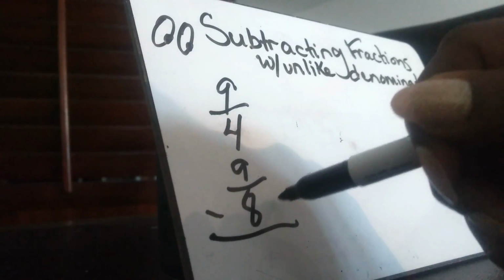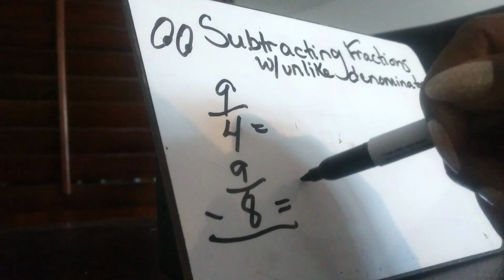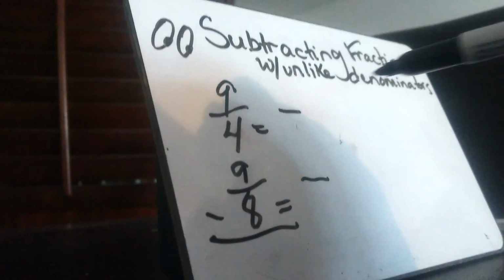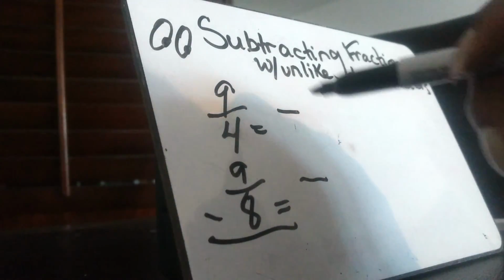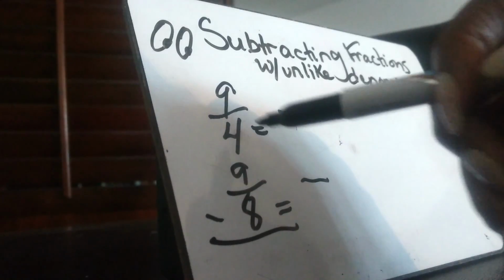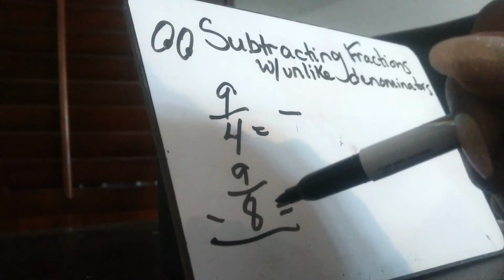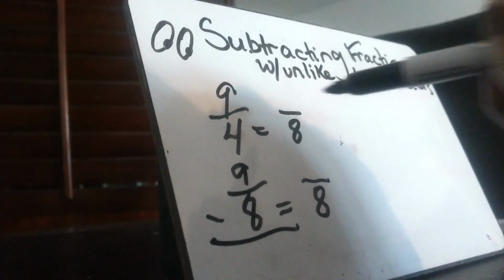First thing you're going to have to do, obviously, is find a common denominator so that you can subtract, because you can't subtract or add fractions if the denominators are different. So first thing I see right here is my largest number is 8, and I'm going to ask myself, can 4 divide into 8? Yes, it can. So we can just use 8 as our common denominator.